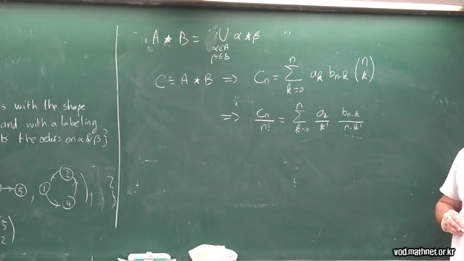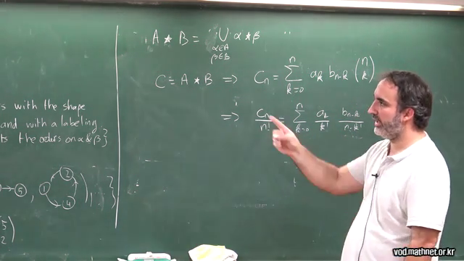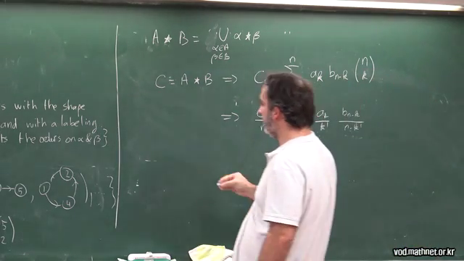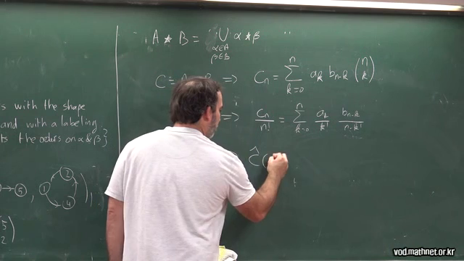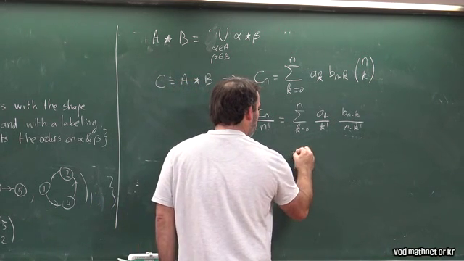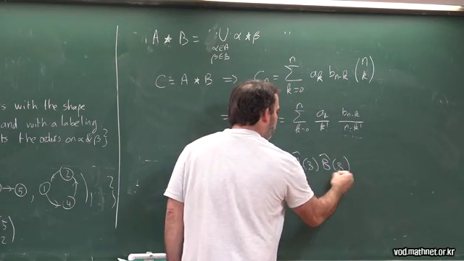And this is why exponential generating series are the good notion for labeled structures, because we get that the exponential power series of C equals the product of the exponential power series.